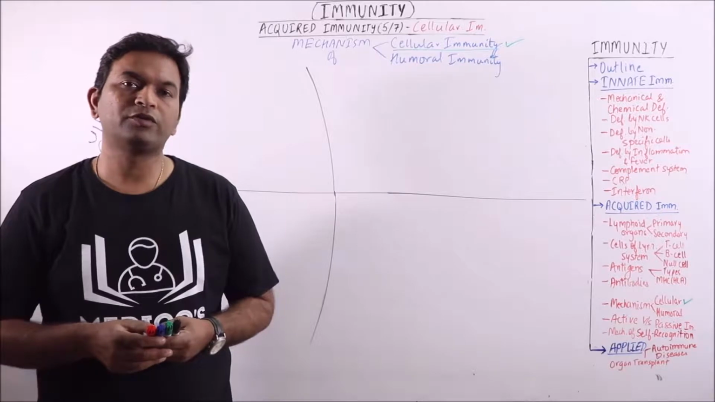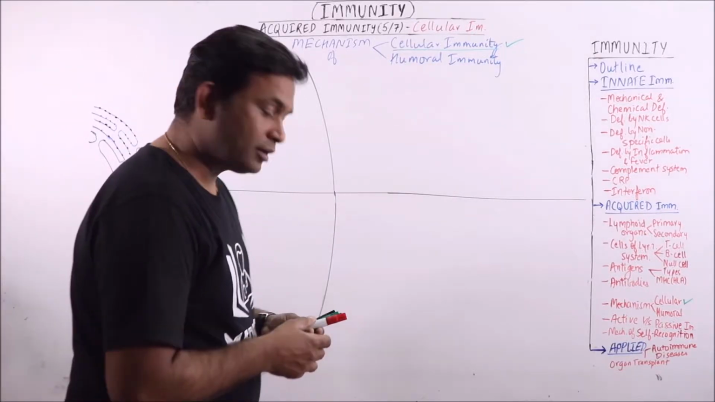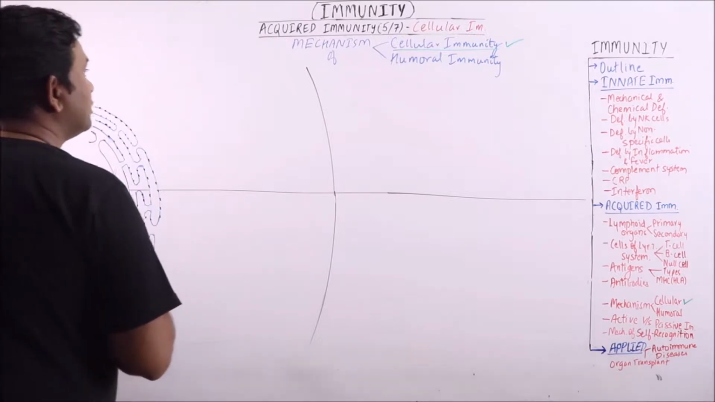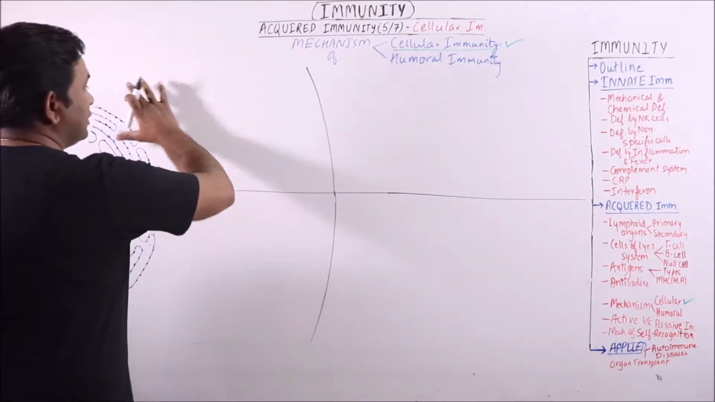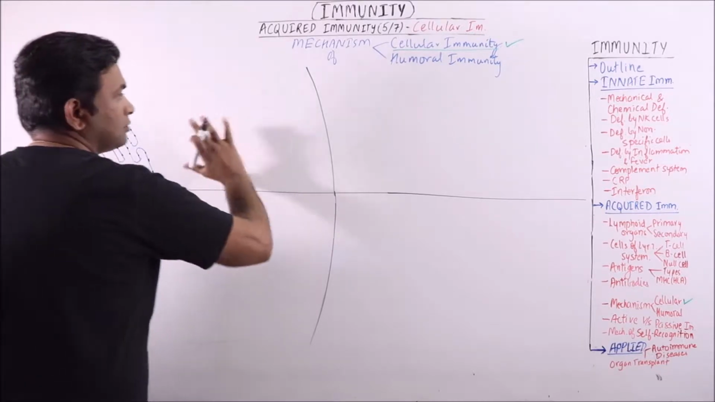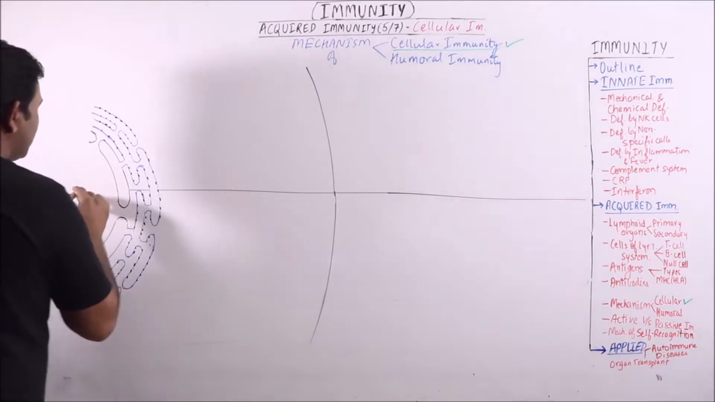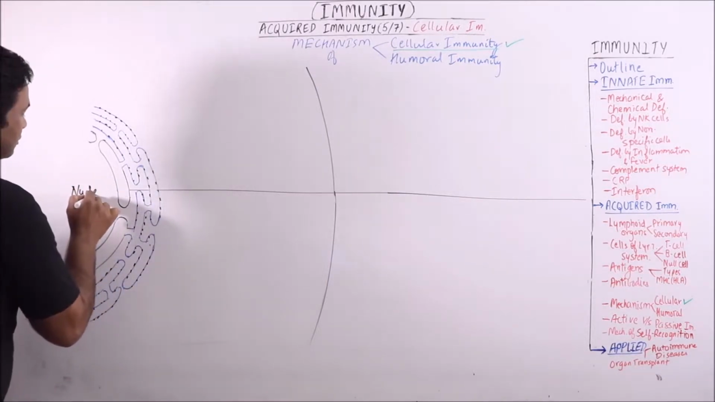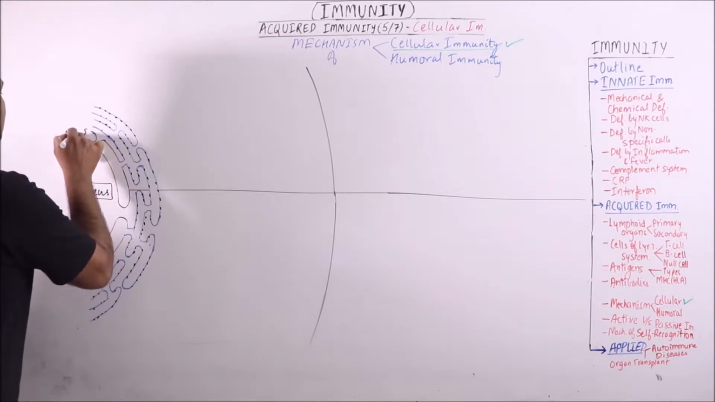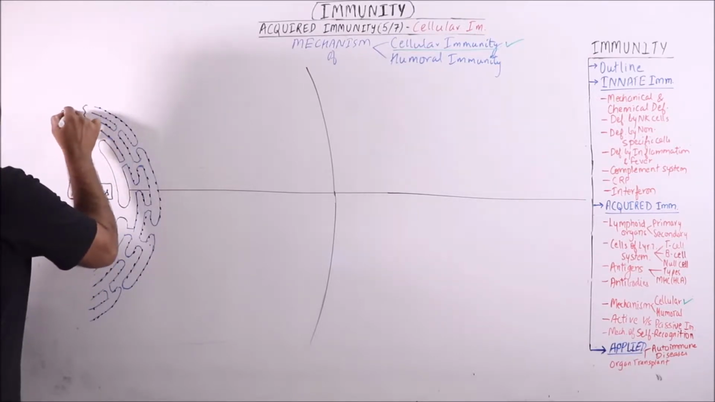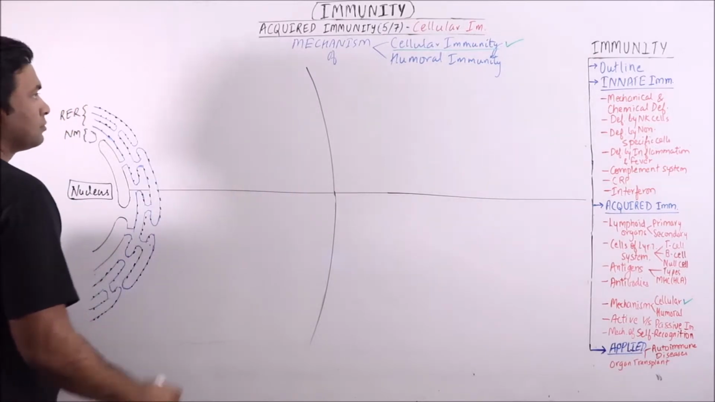In this video I am going to discuss the mechanism of cellular immunity or cell-mediated immunity. Now how does this cell-mediated immunity or cellular immunity work? This is a cell, this is extracellular space, this is nucleus, this is nuclear membrane, and this one is area, and this is representing the cytoplasm.